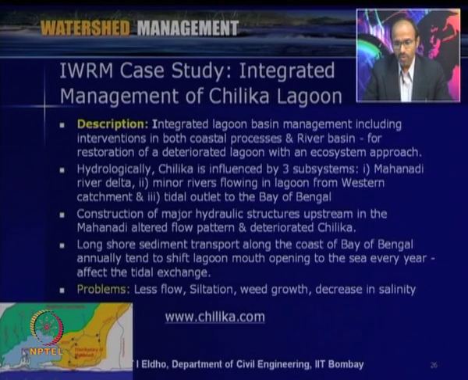So this is the lagoon system in Orissa. You can see that the water is coming from the Mahanadi river basin and some small rivers, and then finally passing through this lagoon system to the Bay of Bengal. Hydrologically, this was influenced by the Mahanadi river delta, a few minor rivers, and the tidal outlets of the Bay of Bengal. Construction of major hydraulic structures upstream in the Mahanadi altered the flow pattern, and the lagoon was deteriorated with siltation, weed growth, and decrease in salinity.